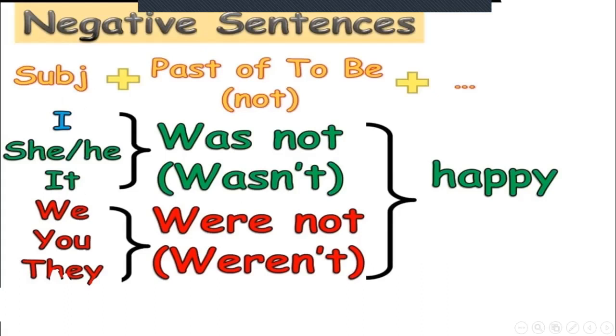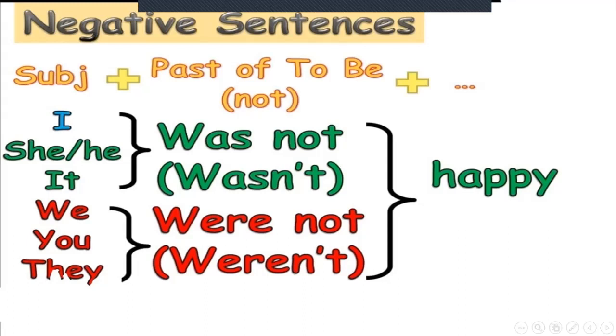To make a negative sentence with was and were, you only add not to was and to were. You can say was not, or wasn't. And also you can say were not or weren't. Here we add not to verb to be, was and were, to make a negative sentence.